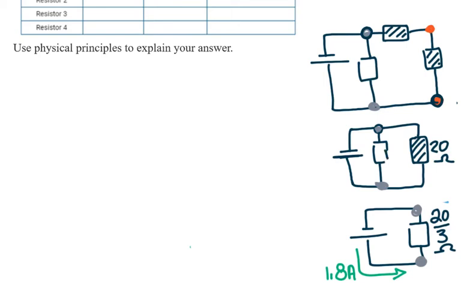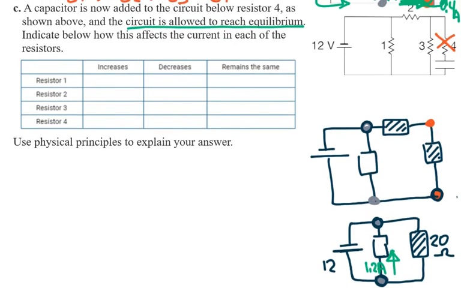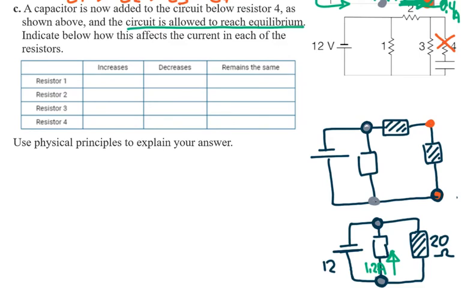let's place it back. This resistor will still have the same 1.2 amps through it because the voltage is still 12 and the voltage between the top and the bottom gray point is still 12. So 12 divided by 10 gives me 1.2 amps. So it looks like even though 4 is being disconnected from the circuit, resistor 1 stays unchanged. So it remains the same. Resistor 1 is going to remain the same.